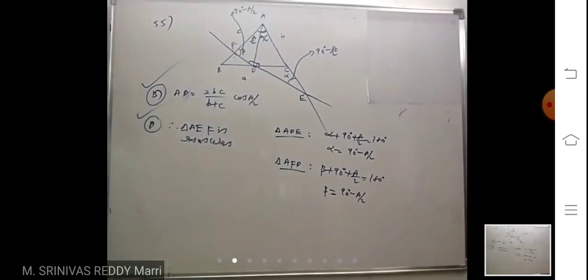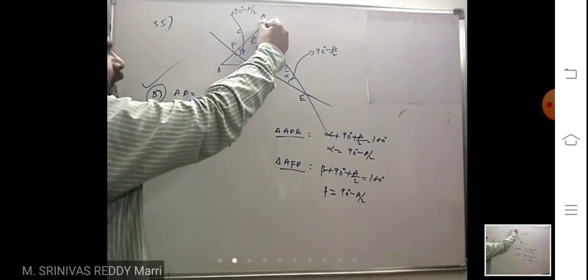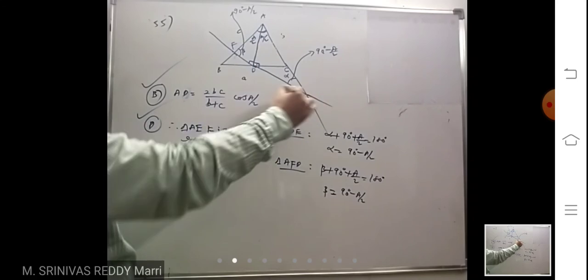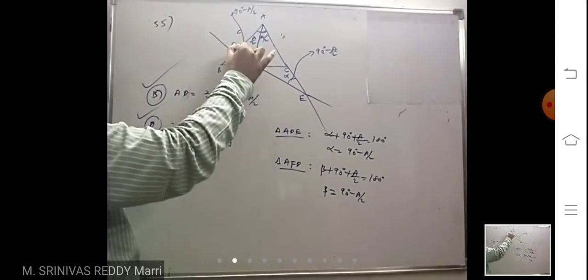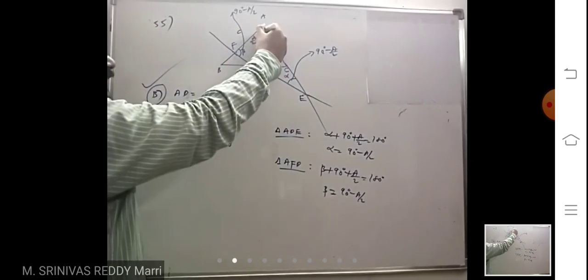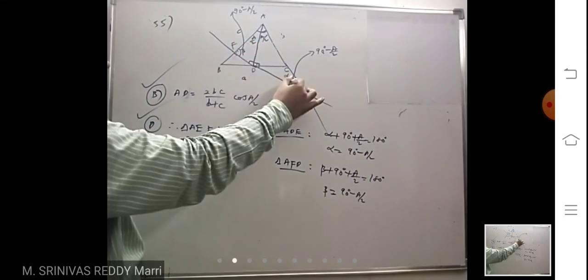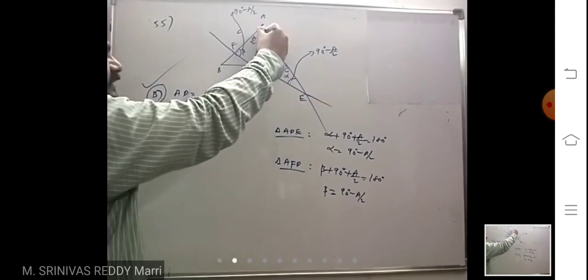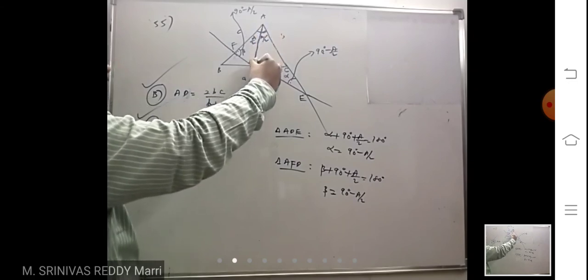Vertical angle. So that means this AD will be the perpendicular bisector. Look at these, these are equal angles. That means this is the vertical angle. These are base angles. So in the vertical angle, this is the angle bisector bisecting the vertical angle.